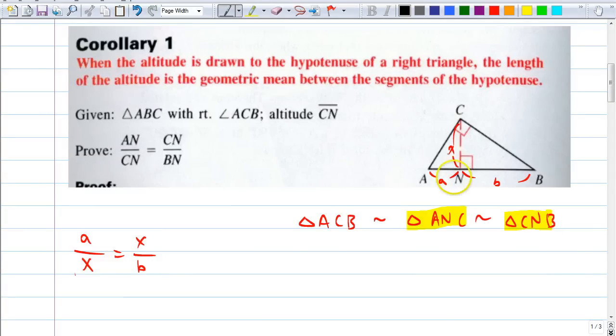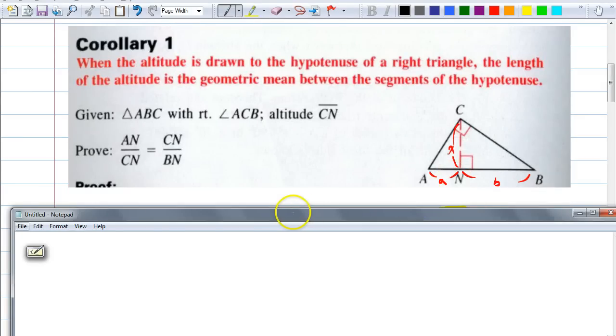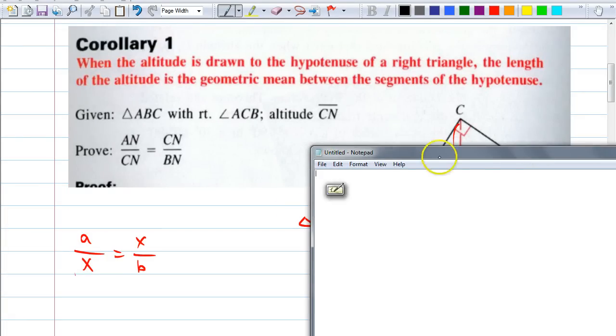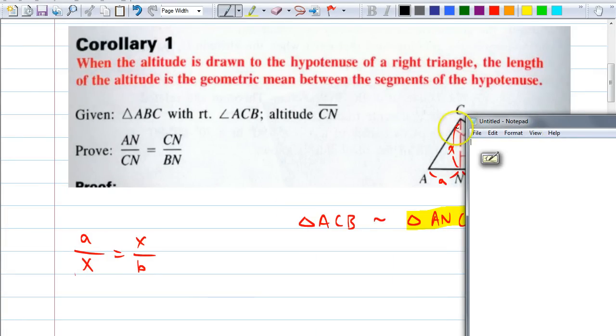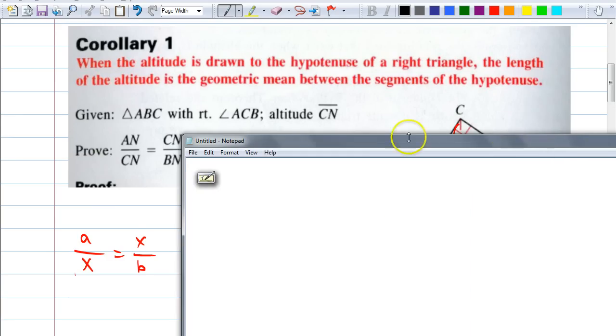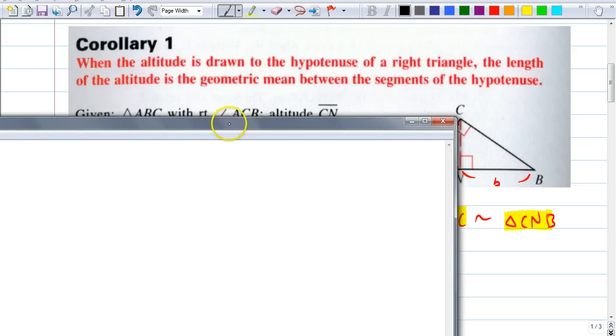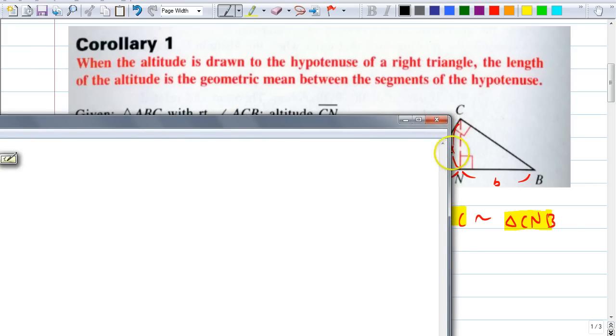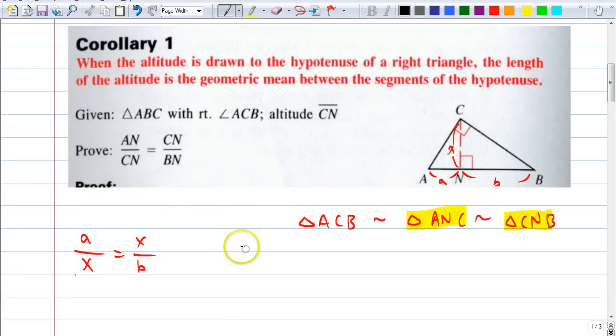Look at the triangle. It's easier this way. If you were to hide this triangle on the right, look, Cn is the shorter leg over the longer leg of this triangle on the left. Now we do the same thing. Cn is the shorter leg of the triangle on the right, and then MB is the longer leg. And that's how we get this. X is the geometric mean there. Alright, let's move on to the second corollary.